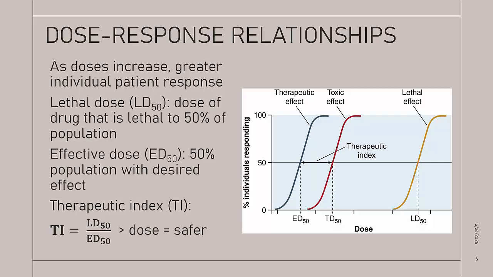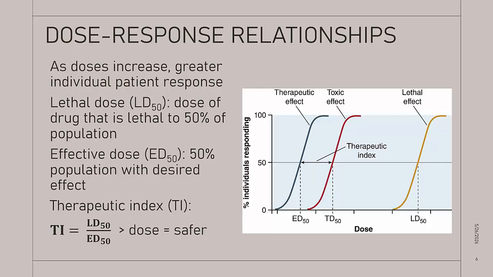The effective dose of a drug is the concentration of the drug at which 50% of the population will have the desired therapeutic response. The therapeutic index or therapeutic ratio quantifies the relative safety of a drug. The therapeutic index or the therapeutic window is calculated with this equation. The therapeutic index is equal to the lethal dose divided by the effective dose. Clearly, the higher the therapeutic index ratio, the safer the drug.